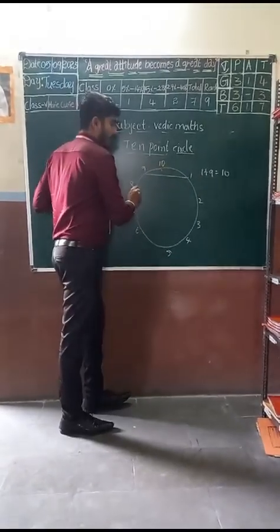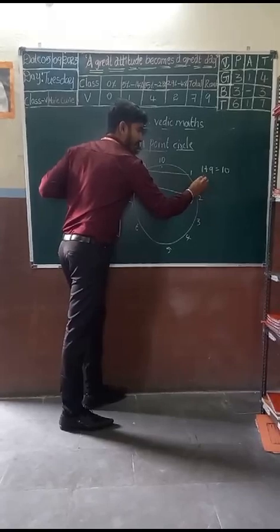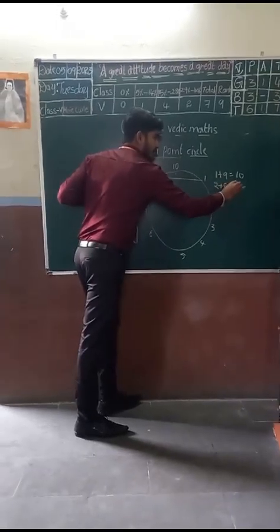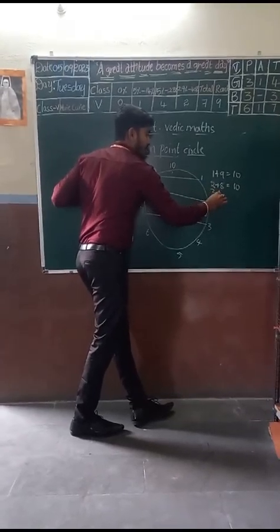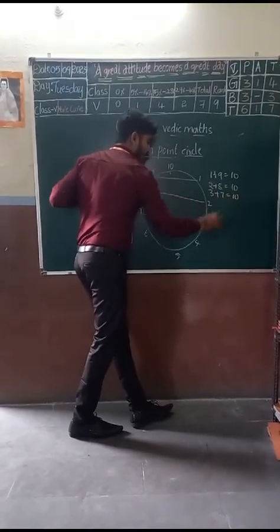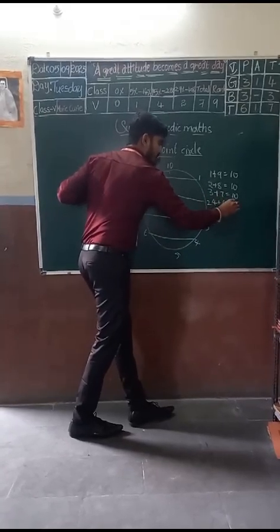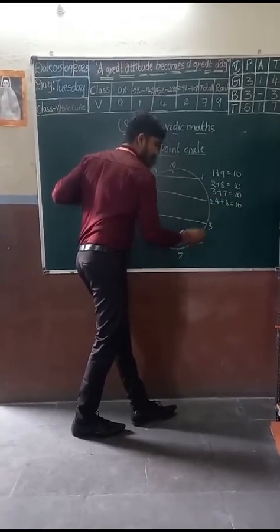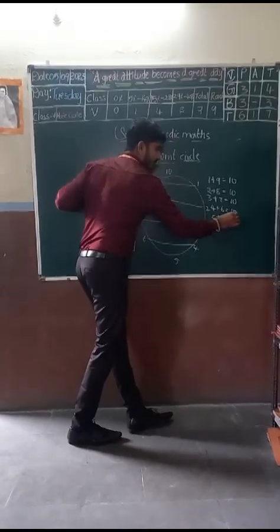So now next 8 plus 2, or 2 plus 8, is 10. Next 3 plus 7 is 10. Next 4 plus 6 is 10. Next 5 plus 5 is 10. So here these are pairs.